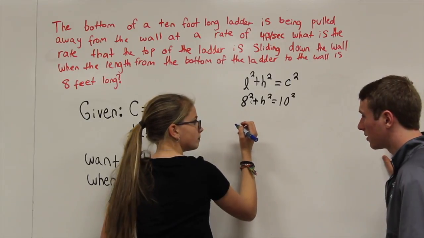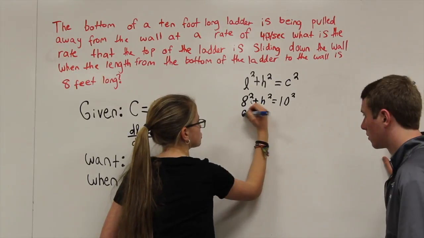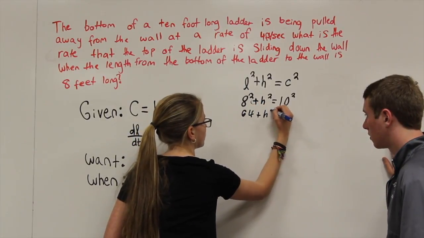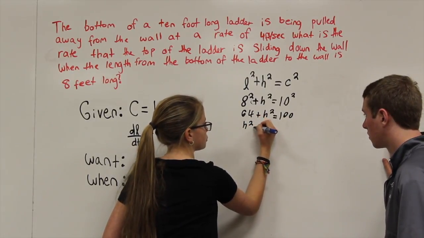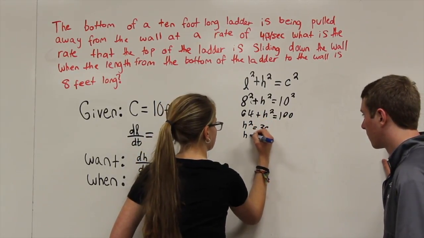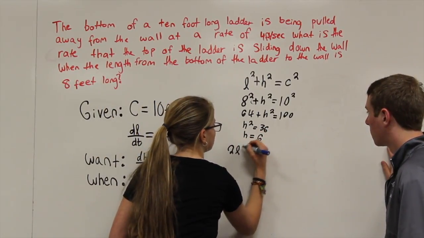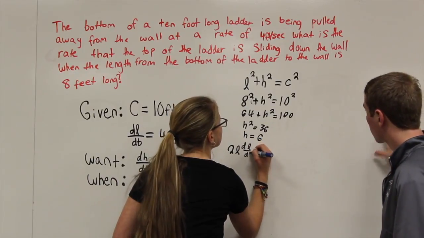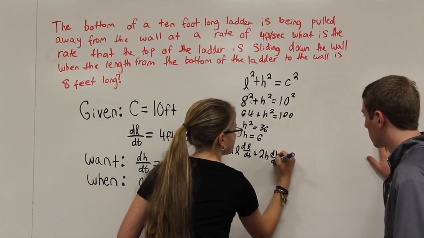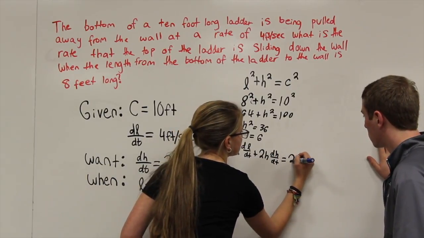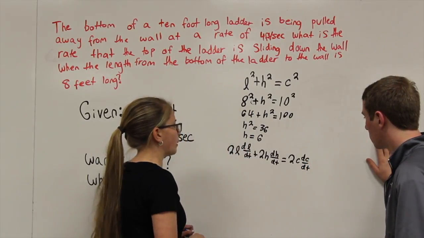Alright, and then we derive it. Not yet. So now we're going to solve for H, so we know what it is. So we know that 64 plus H squared equals 100, in which case we can figure out that H squared equals 36 and H equals 6. And from here we can derive it and go that 2L dL/dt plus 2H dH/dt equals 2C dC/dt. But now, I'm a little confused about where to go from here.